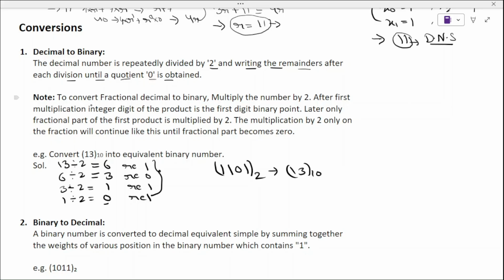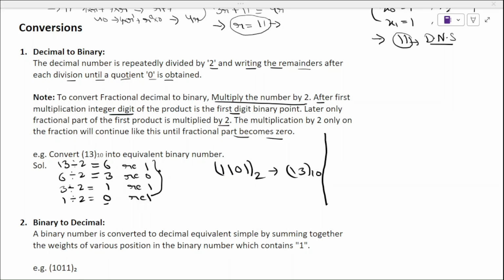There is one note: to convert a fractional decimal to binary, multiply the number by 2. After the first multiplication, the integer digit of the product is the first digit after the binary point. Later, only the fractional part of the first product is multiplied by 2. The multiplication by 2 only on the fraction will continue like this until the fractional part becomes 0. Let's understand this one.